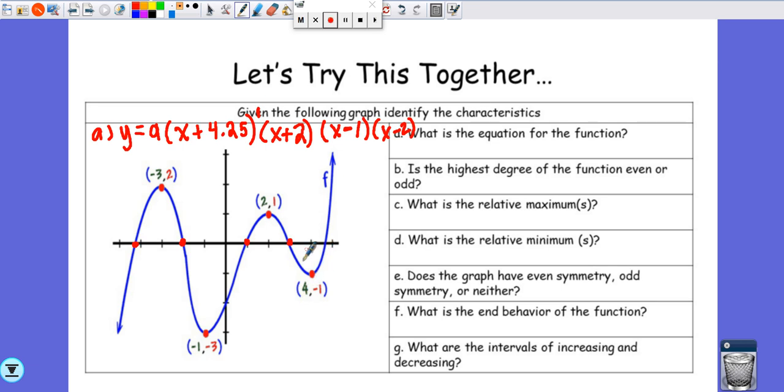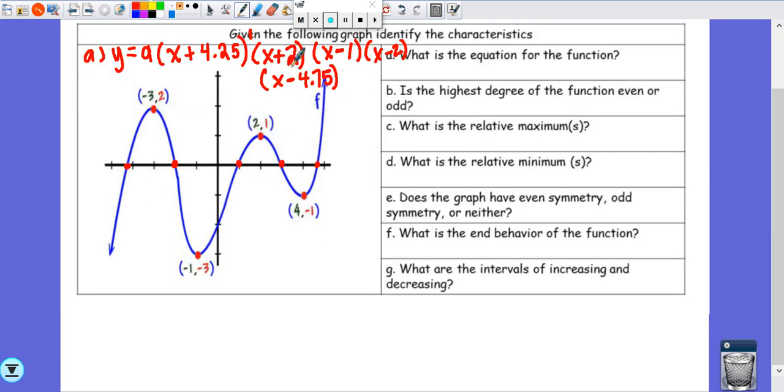And then the last one seems to be at 4.75, x minus 4.75. That's in its factored form, and because it goes straight through, the multiplicity is 1. So that's part of the equation for the graph. Now, I'm almost finished with it, but I need to find A. In order to find A, I need to know what my y-intercept is. So my y-intercept right here is (0, negative 2).